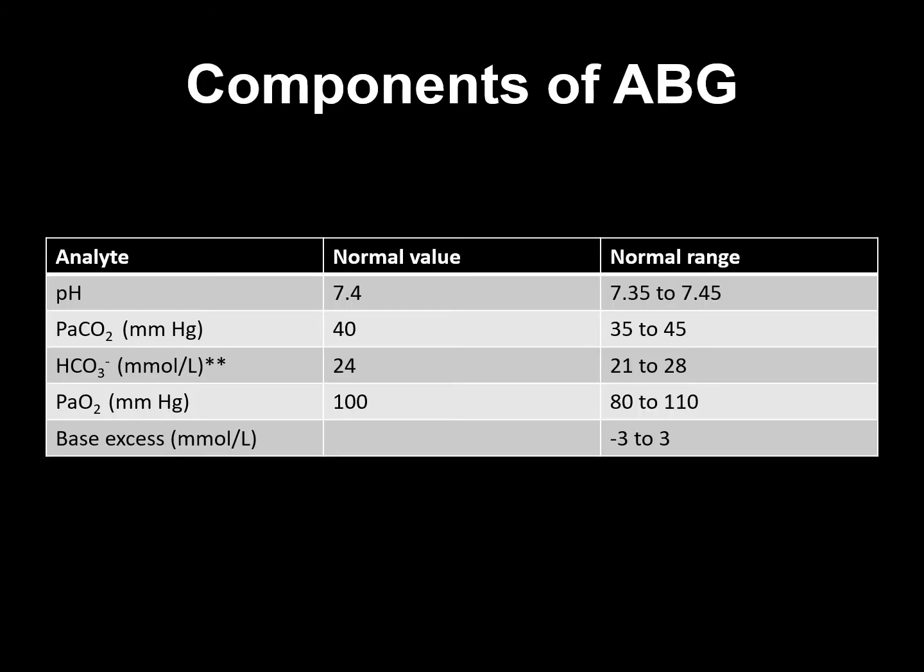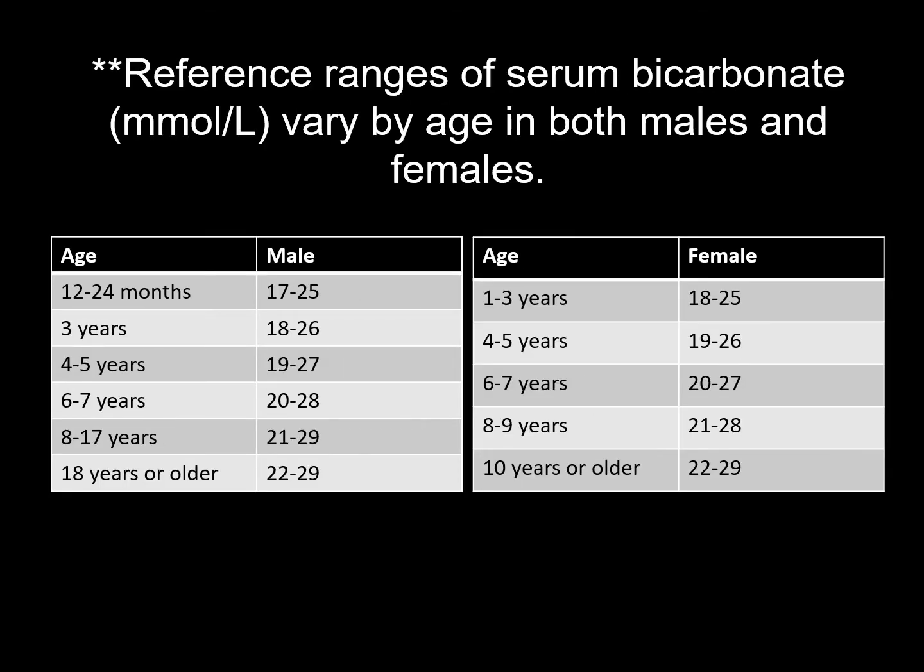The components of ABG include the pH, carbon dioxide, bicarbonate, oxygen, and base excess. In this table you will see the normal values and the normal ranges of each ABG component. In pediatrics, the reference ranges of serum bicarbonate vary by age in both males and females.